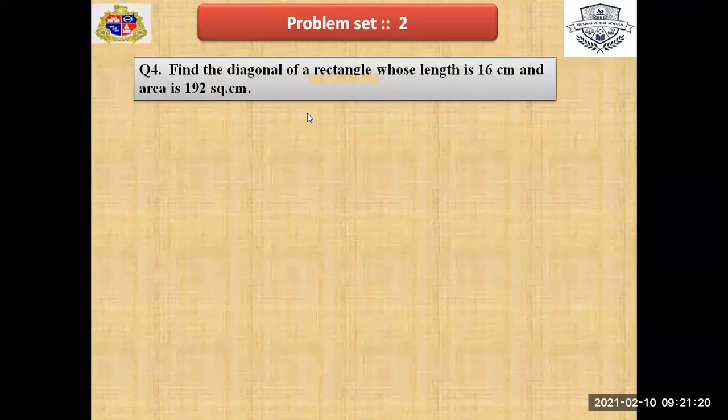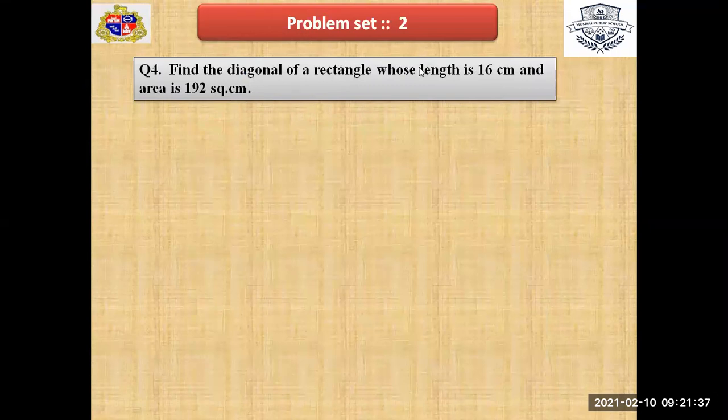Question number 4. Find the diagonal of a rectangle. Here again, we have to find the diagonal of a rectangle. Previously, we did the same question, but the given condition is different. Find the diagonal of a rectangle whose length is 16 centimeter and area is given.